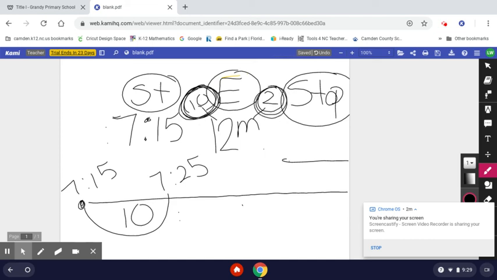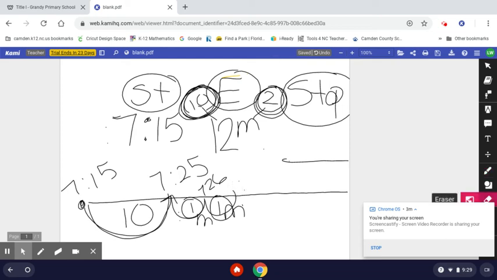So 7:15 plus 10 minutes is 7:25. Plus I've got to add 2 more minutes, 1 minute and 1 minute. So I'll put minutes here. 7:25, that would be 7:26 and 7:27. Let me erase that. Sorry, that was messy. So we have 7:15 plus 10 is 7:25, plus another minute, 7:26, plus another minute, 7:27. So the stop time would be 7:27.